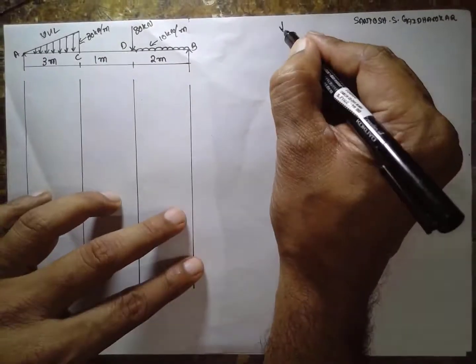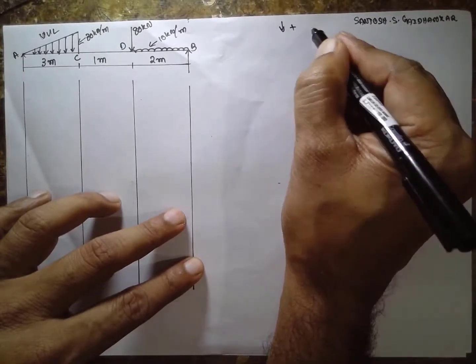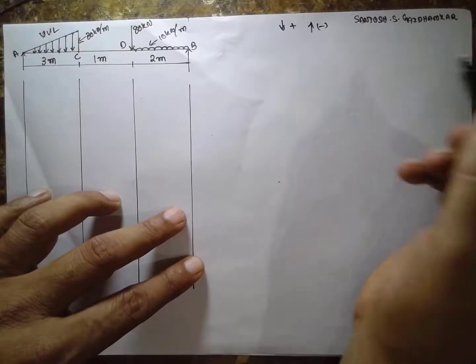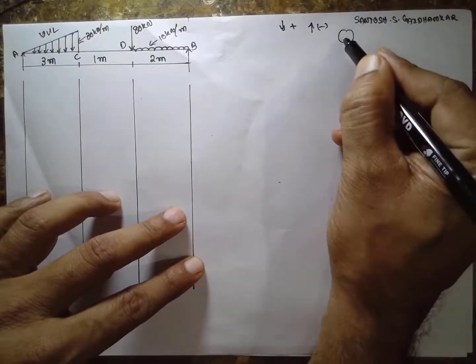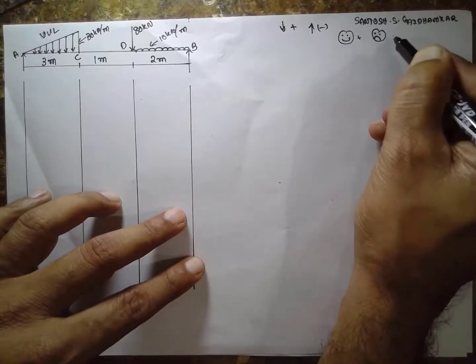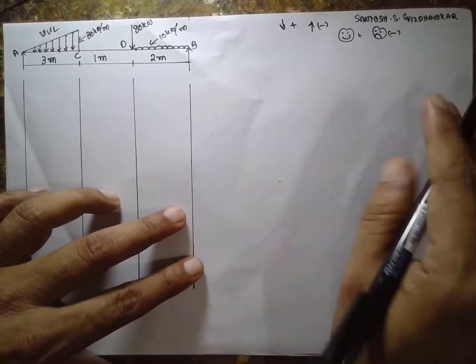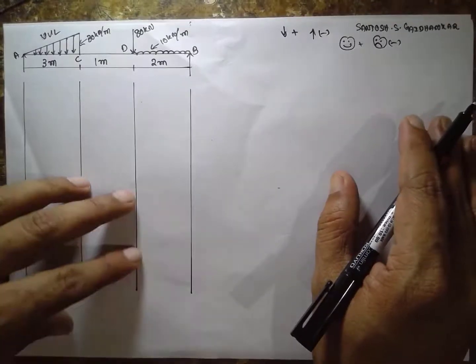Now the downward arrow I will consider as positive and the upward arrow as negative. For a smiling face, that is sagging, positive. Hogging I will consider as negative. Now first I will convert into point loads here.